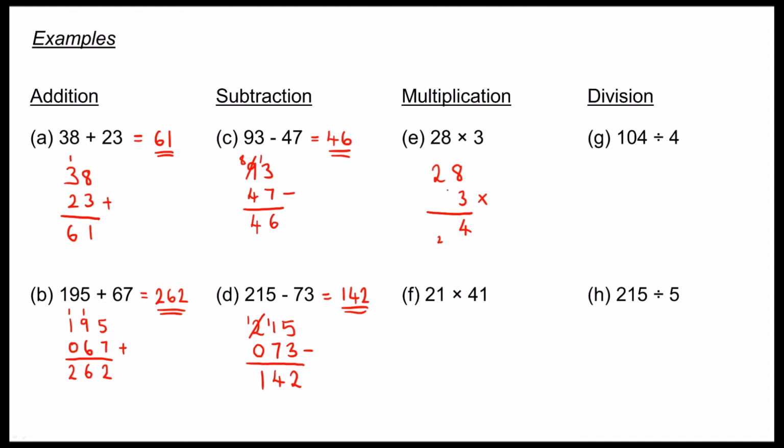I now need to work out 3 times by 2, which is 6, but again add on the 2 that I've carried over, which gives me 8. That therefore means my answer is 84.